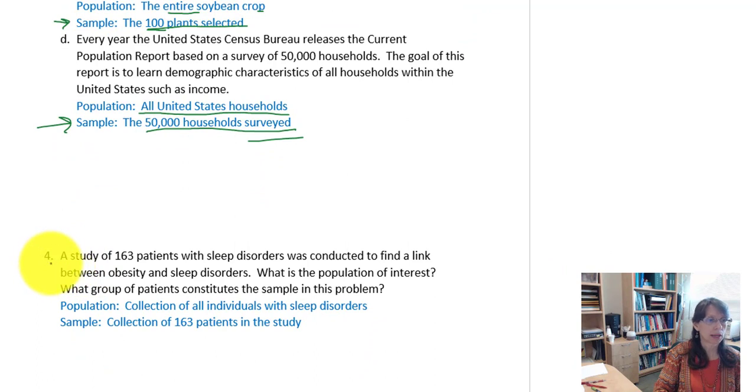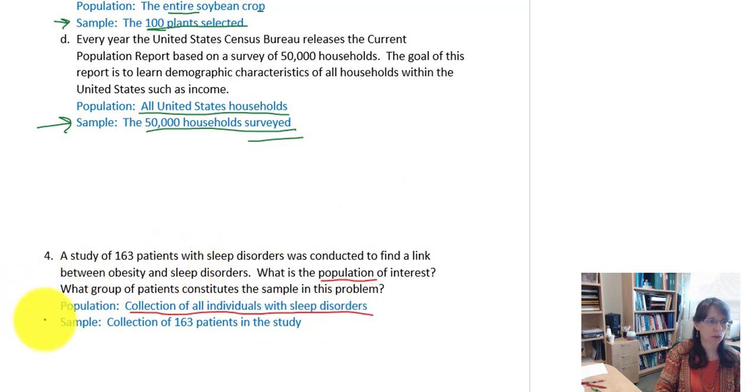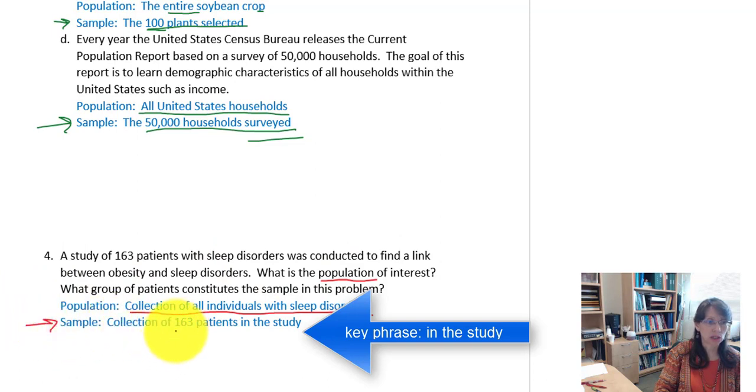In question number 4, we have a study of 163 patients with sleep disorders. A study of 163 patients with sleep disorders was conducted to find a link between obesity and sleep disorders. What is the population of interest? And finally, what group of patients constitutes the sample of this problem? So first we will identify the population of interest, and that would be the collection of all individuals with sleep disorders. So from all of those individuals, we find our sample is just the collection of 163 patients who were involved with this study.